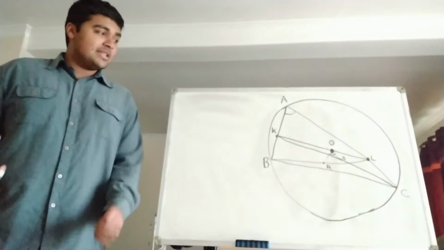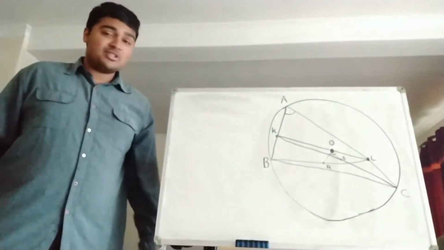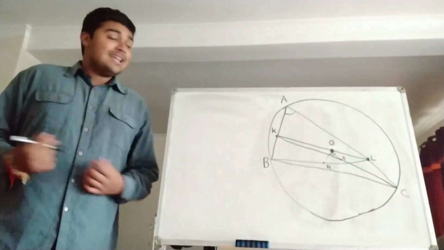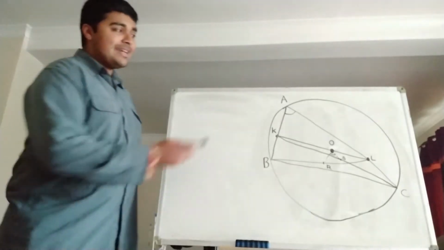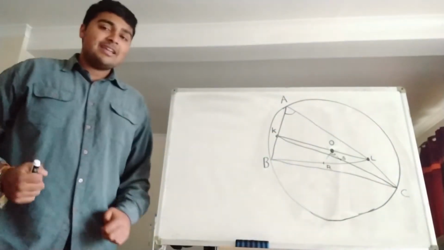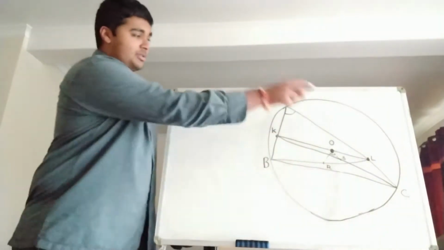Firstly, what we can do is let our origin O just be the origin of a complex plane, and we can also assume, without loss of generality, that our circle here is of unit radius. So we're working on the unit circle.